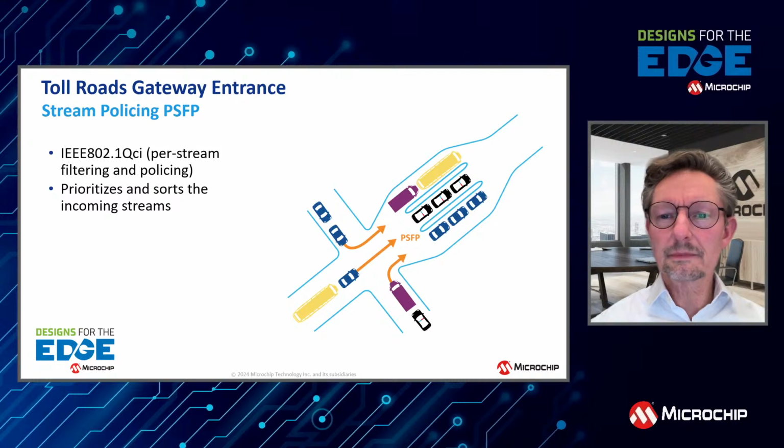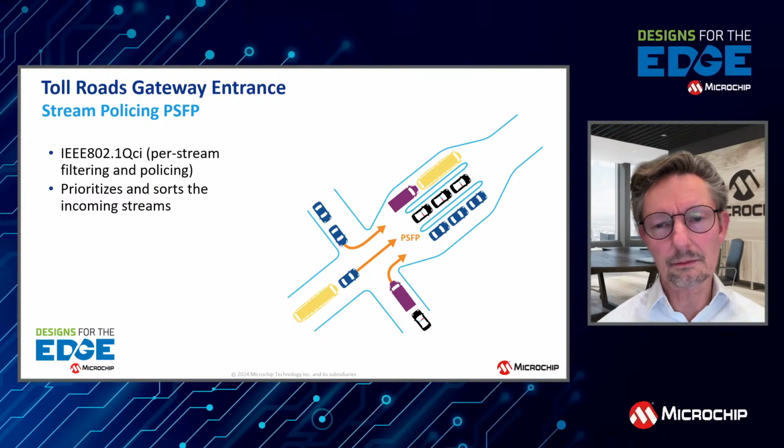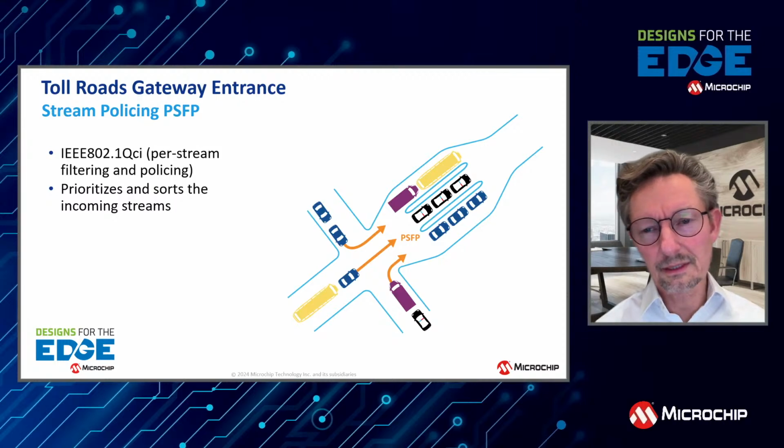Yeah, this is in the category of reliability. In order to make the Ethernet more reliable, more streamlined and more in control, I call this a 12-road gateway entrance, and we have several lanes we can put the different traffic in. The per-stream filtering and policing will prioritize and sort all the incoming traffic. This is at the input of the switch, the ingress.